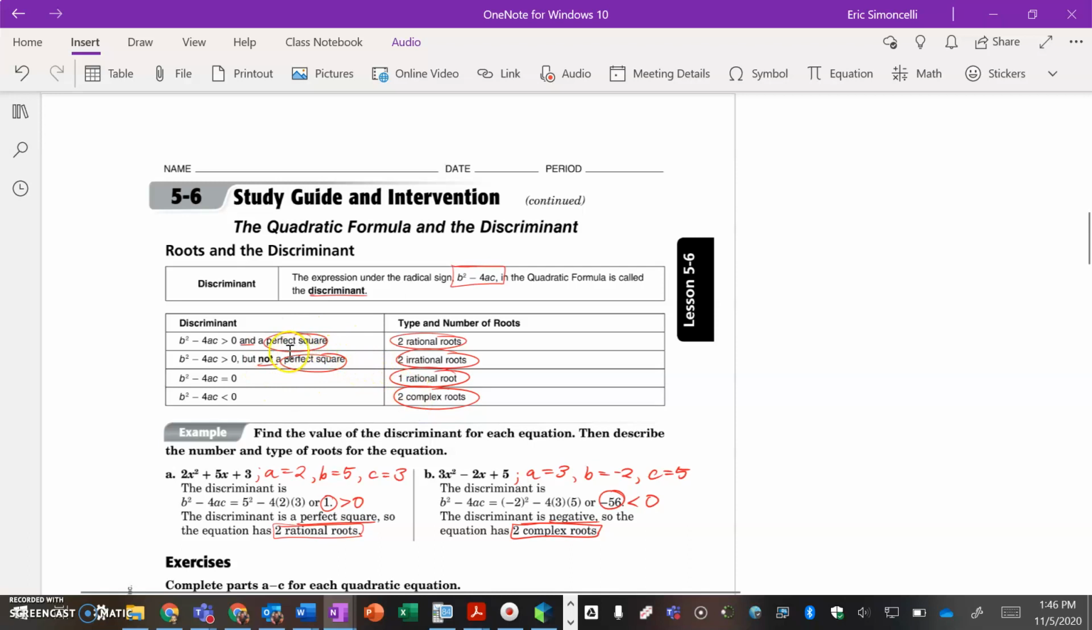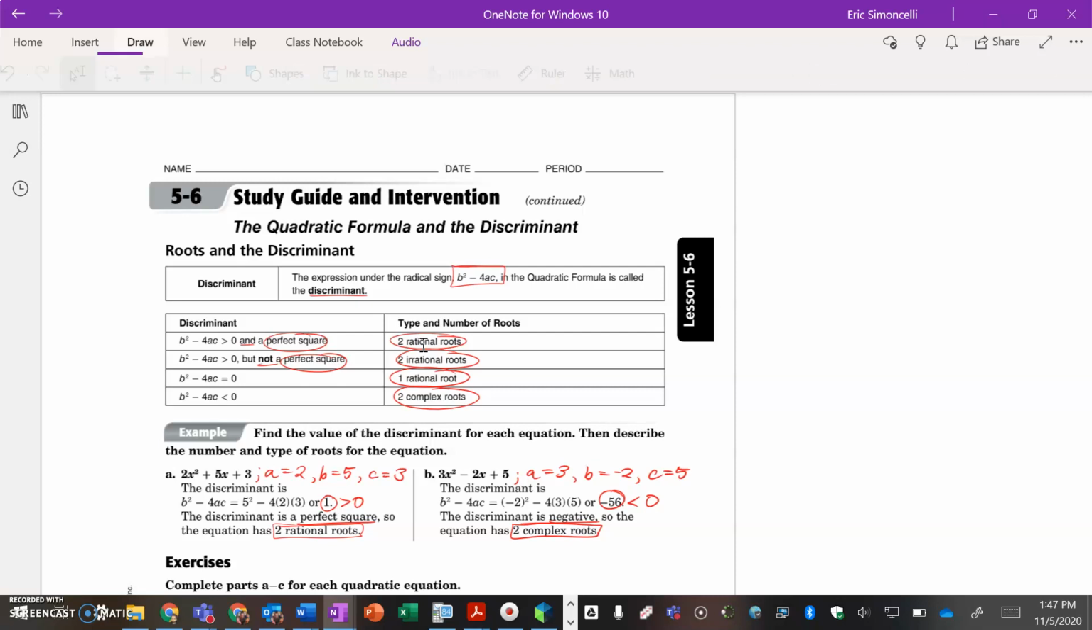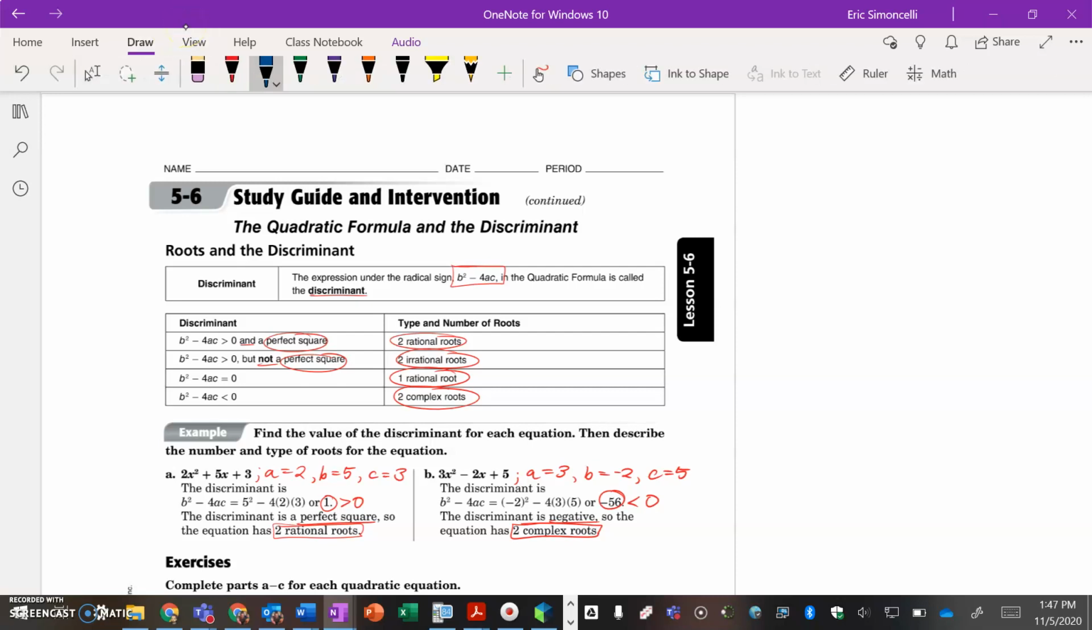The first: if b squared minus 4ac is greater than 0 and it's a perfect square, you're going to have two rational roots. It's also true that this is going to be factorable. That's an important aspect that I'm going to add to our analysis here, so let's make a note. We've already seen a couple of these today, where if this is the case, you know you have a factorable quadratic.